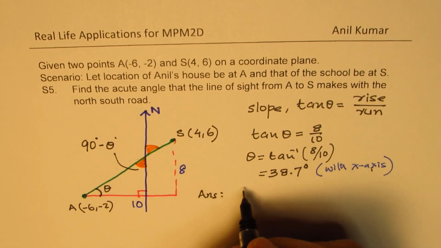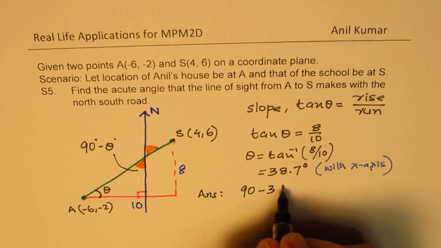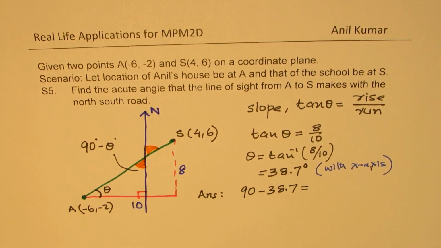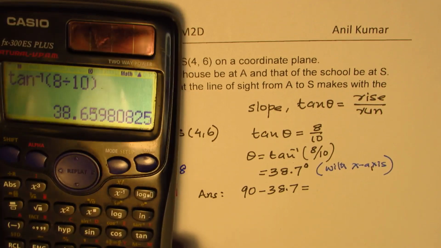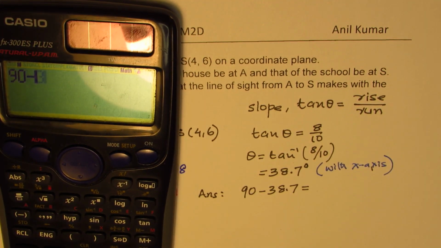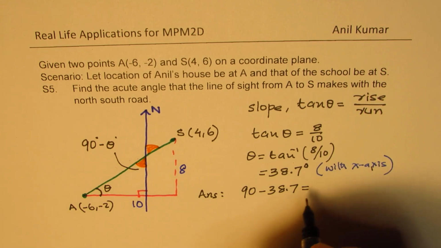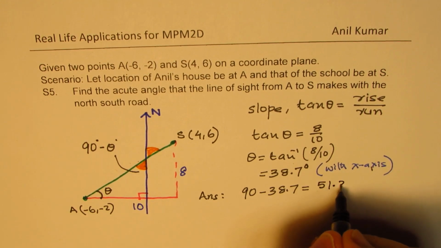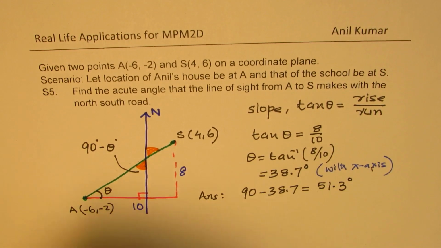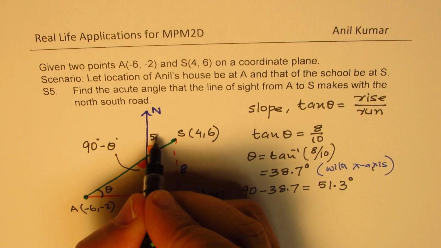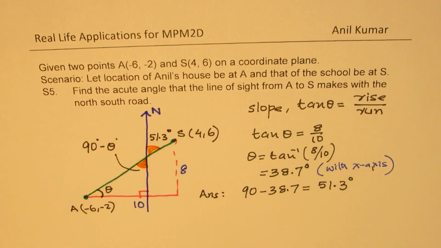And therefore, the answer here is 90 minus 38.7. That's the answer. So we'll do 90 minus 38.7 and write down this answer as equal to 51.3. Correct. Do you see that? So this angle which we are interested in is 51.3 degrees. Does it make sense to you? So that is how we could do the last question.